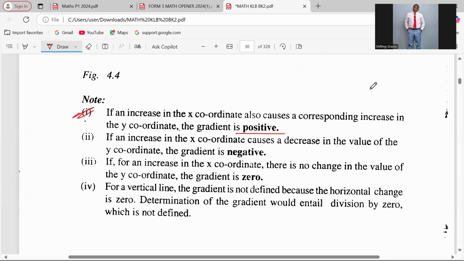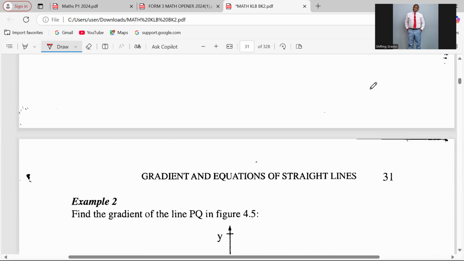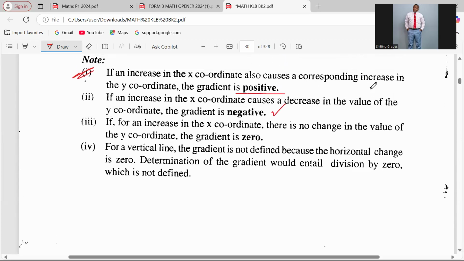If an increase in the x coordinate causes a decrease in the value of the y coordinate, then such a gradient will be negative. I'll be giving examples of such lines as we look at the diagrams in this book.